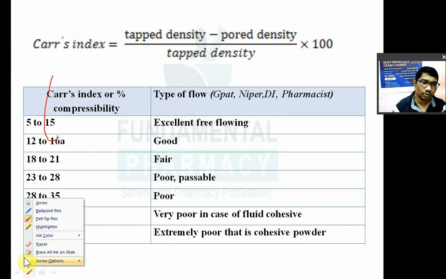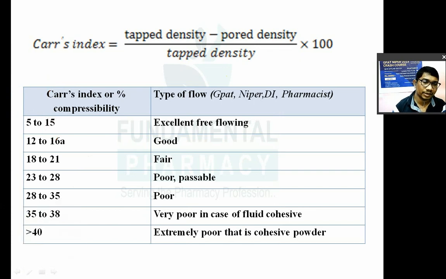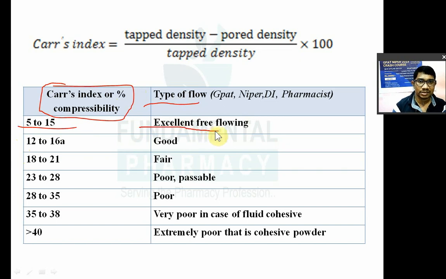So if Carr's index is in a particular range, that is okay. Here Carr's index is given. So this table is again important: Carr's index or percent compressibility or simply Carr's consolidation index, and type of flow. If the Carr's index of a powder is between 5 to 15, that means the powder is excellent or free flowing.